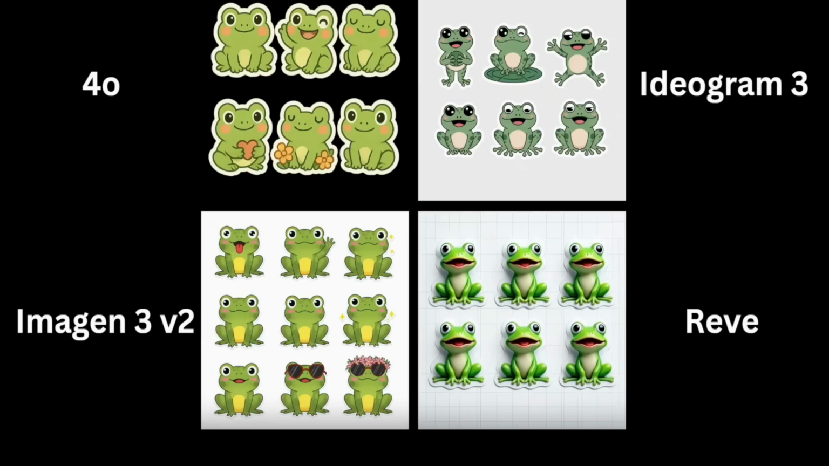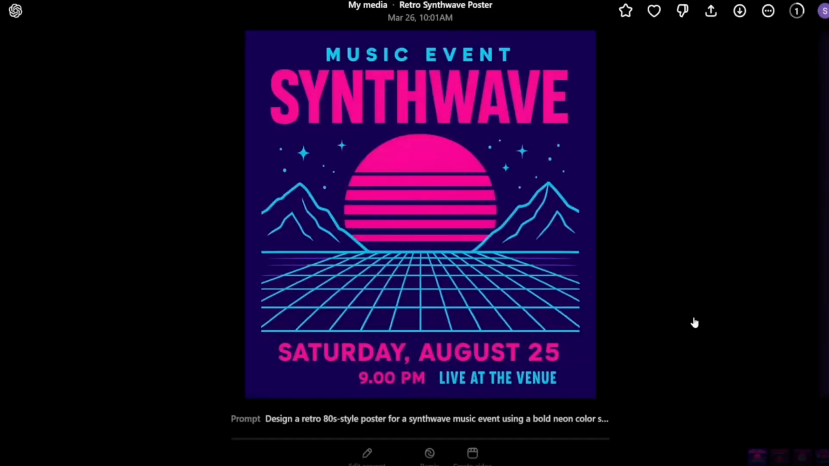To me, in this case, based off the prompt of 6 cute stickers of a frog, I would say 4.0 definitely wins in this one. In my opinion, I like 4.0 best, and in second place Ideogram 3 and Imagen 3 take the same spot. Next up, we would say design a retro 80s style poster for a synthwave music event using bold neon colors. For me, I would not think this is AI. I would think this is maybe some amazing illustrator that did this.